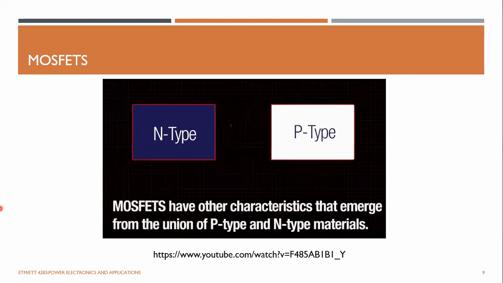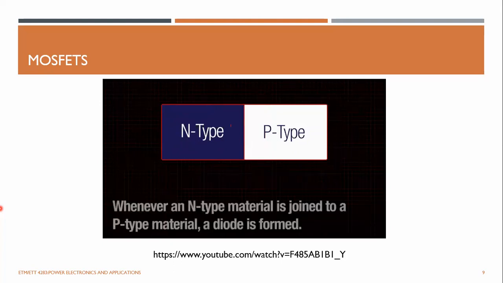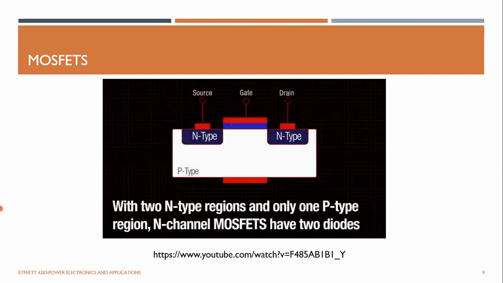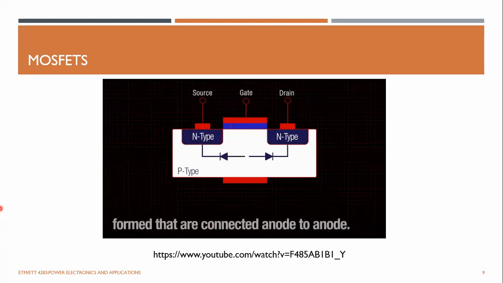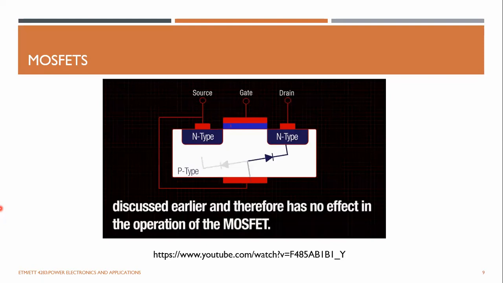MOSFETs have other characteristics that emerge from the union of P-type and N-type materials. Whenever an N-type material is joined to a P-type material, a diode is formed. With two N-type regions and only one P-type region, the N-channel MOSFETs have two diodes formed that are connected anode to anode. However, the diode connected to the source is shorted out by the source body connection discussed earlier, and therefore has no effect on the operation of the MOSFET.